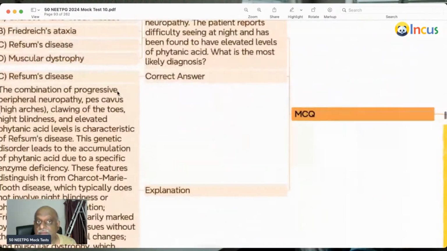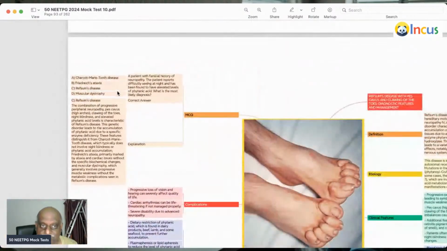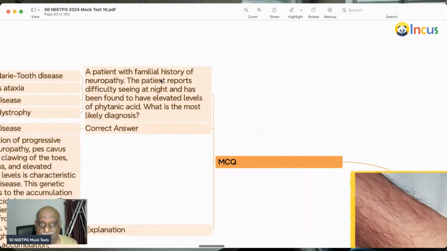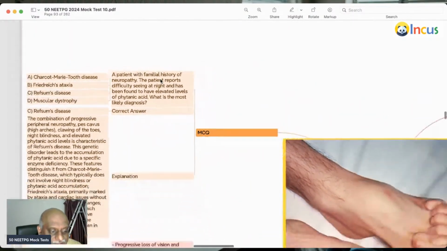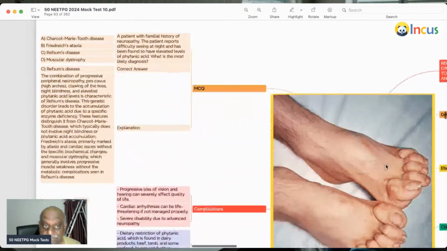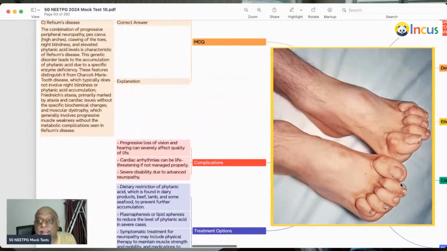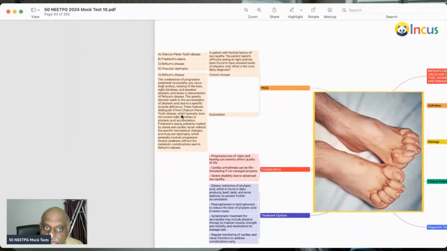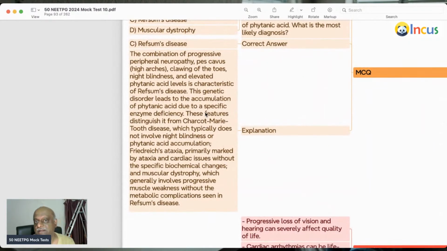A patient with a family history of neuropathy, difficulty seeing in the night, elevated levels of phytanic acid. So the combination of pes cavus, which you are able to see here, elevated phytanic acid, night blindness, progressive peripheral neuropathy is called Refsum's disease, where phytanic acid gets accumulated, right?